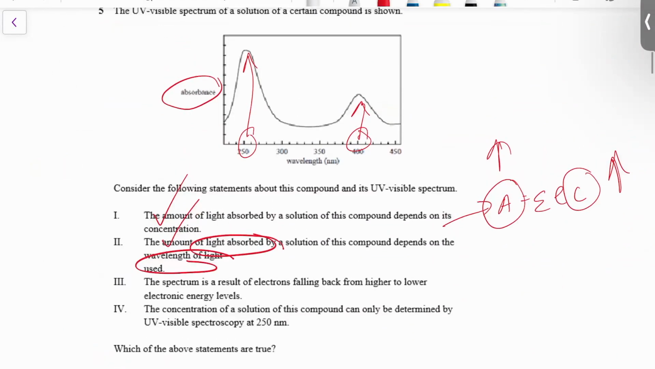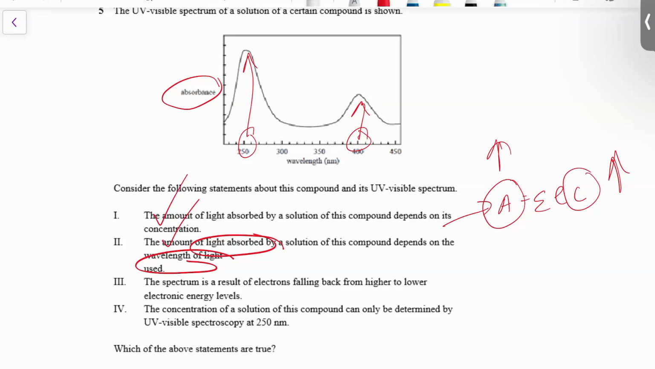Number 3, the spectrum is a result of electrons falling back from higher to lower electronic energy levels. I'm going to give you a second to think about your year 11 theory and what it means to absorb. Is 3 true or false? True? Why is it false? Hadia, plead your case.